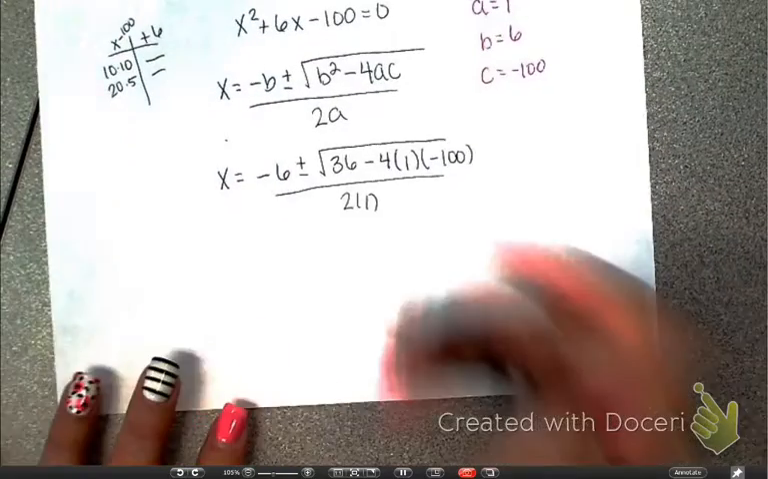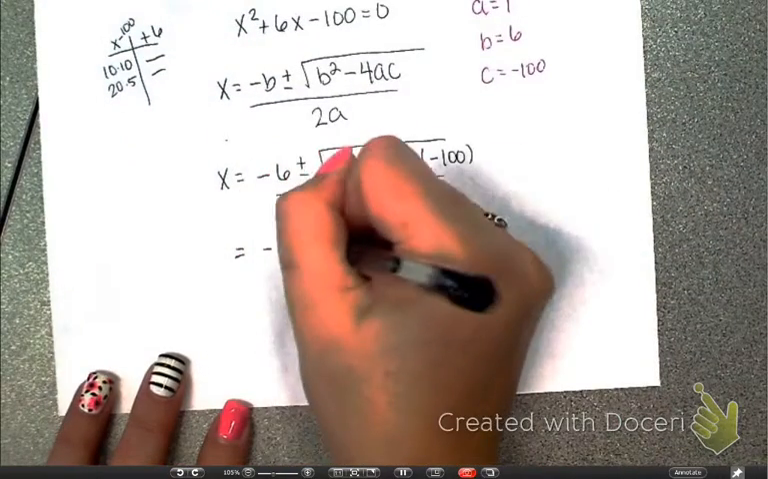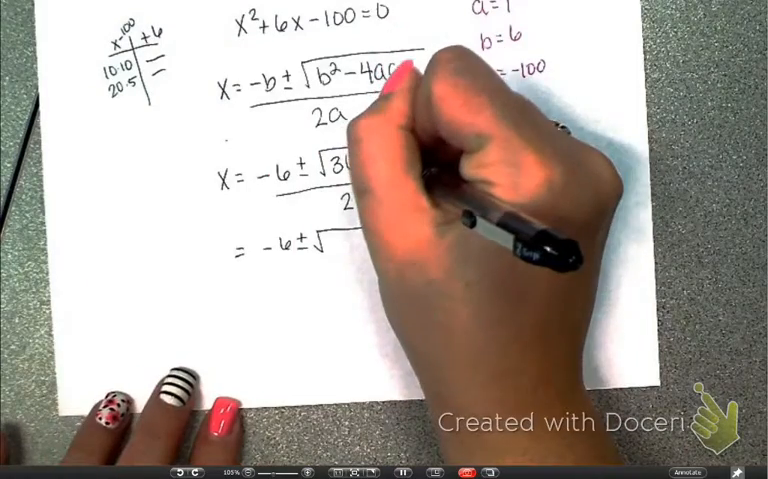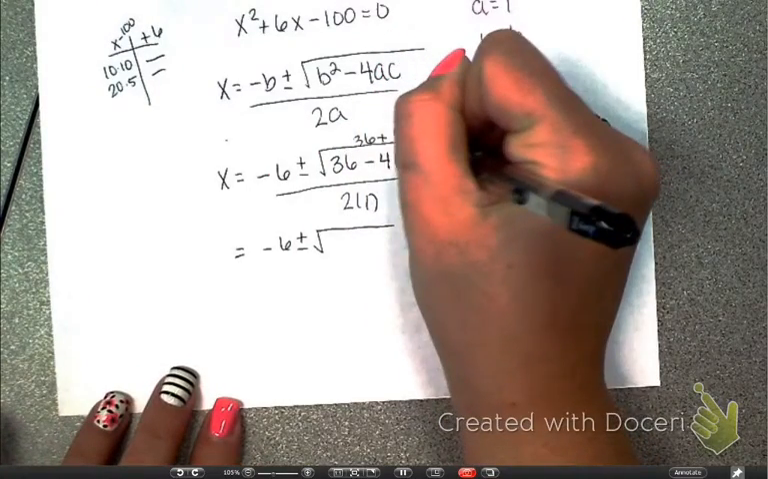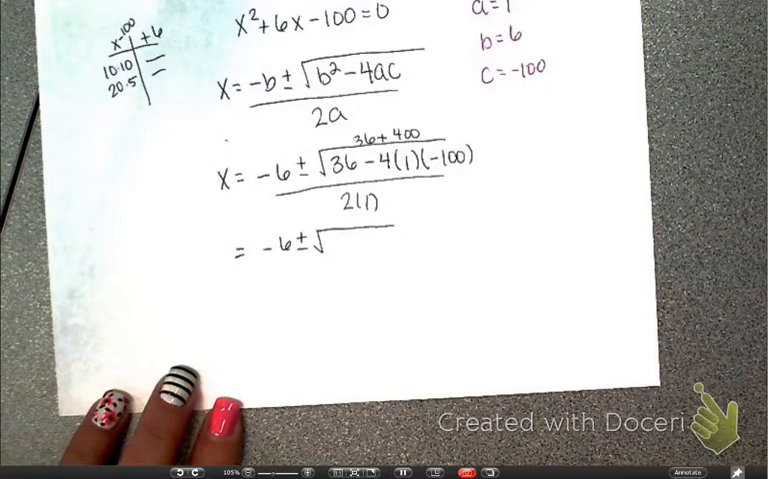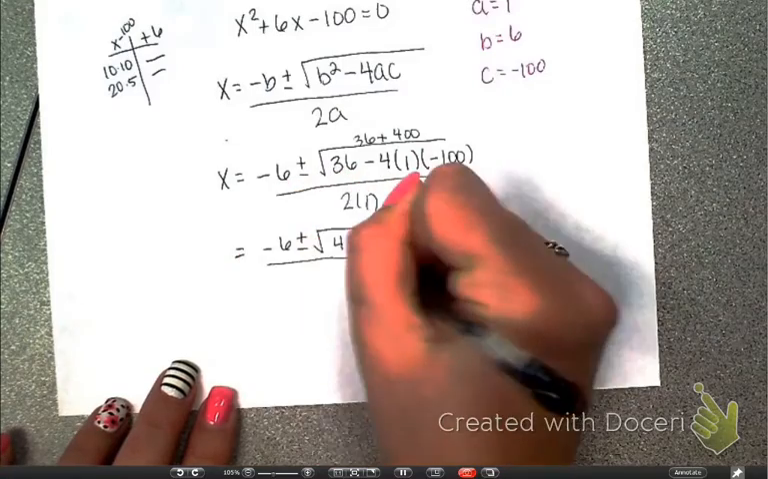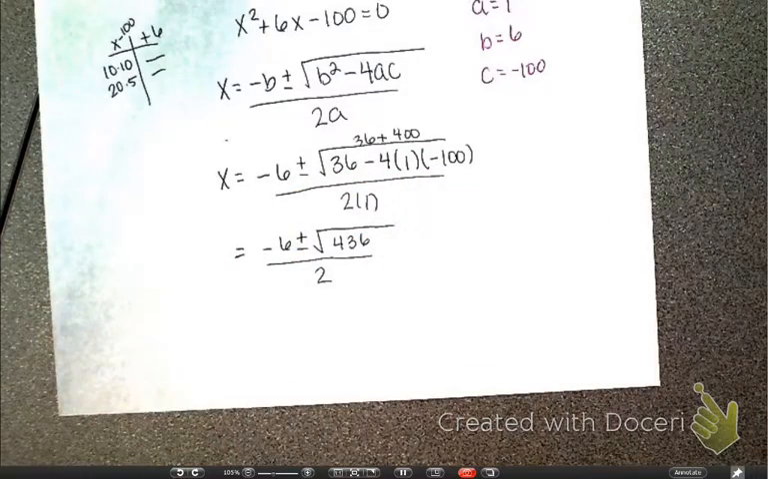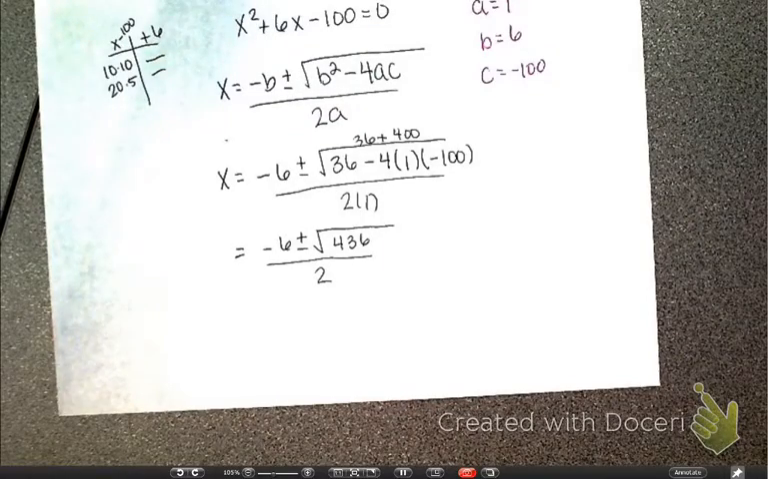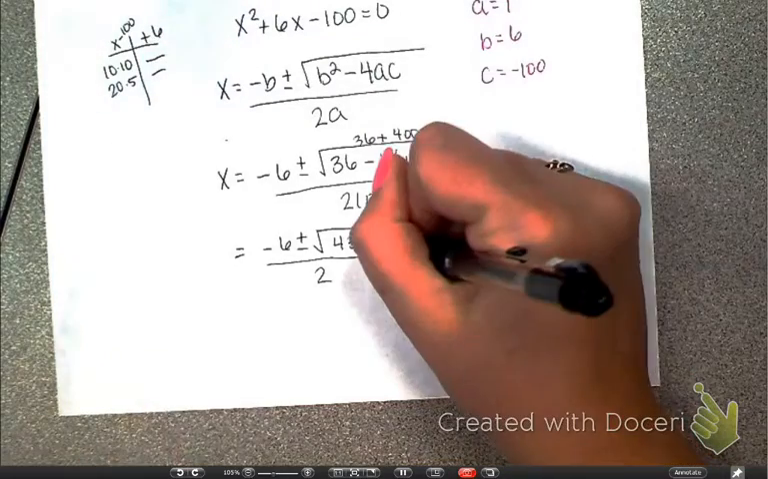Some of you probably did a little more in your head, and that's okay. So I have negative 6 plus or minus the square root. This is 36 plus 400, right? So 436 all over 2. Is 436 a perfect square? No? Okay, so what happens when it's not a perfect square? We have to do the factor tree.